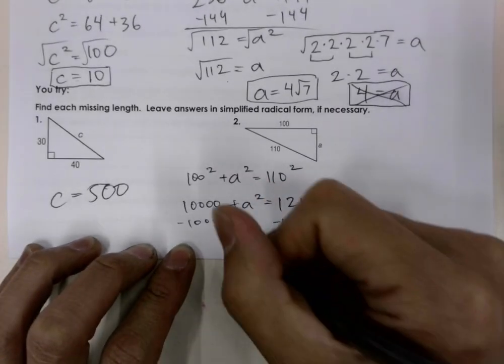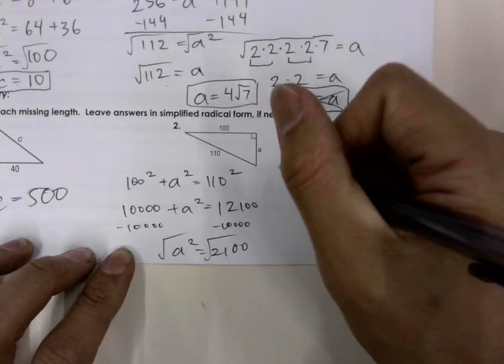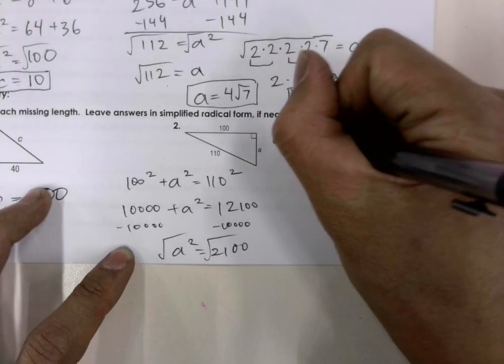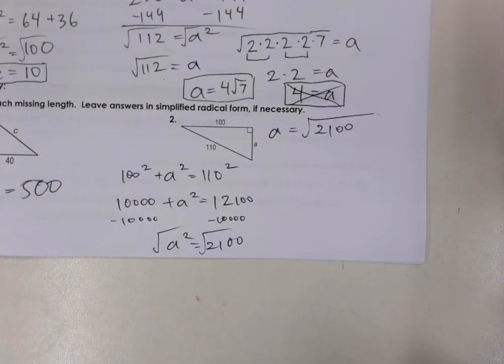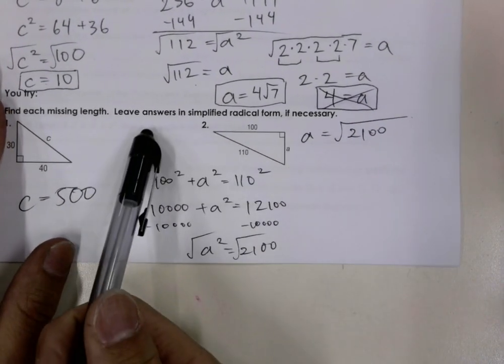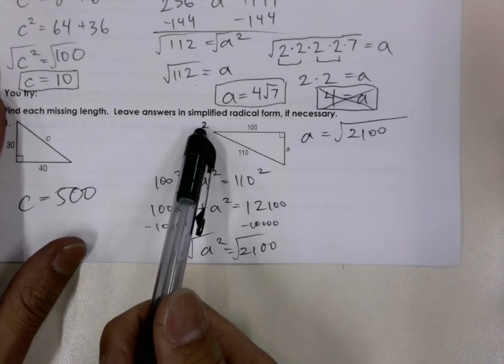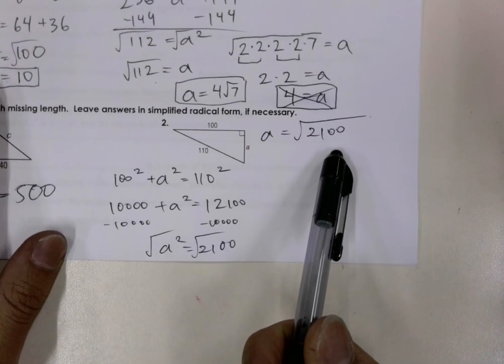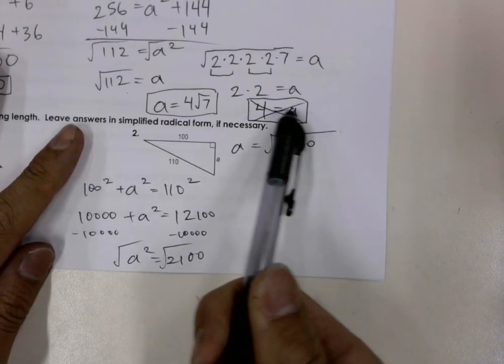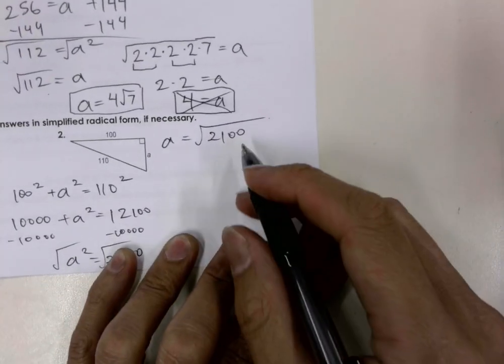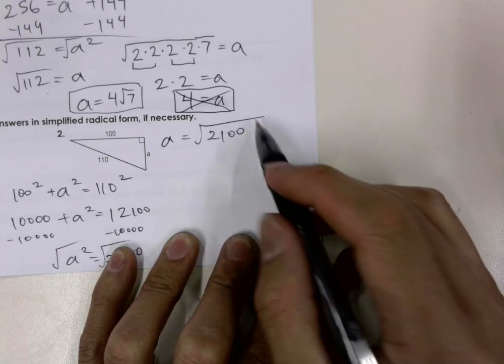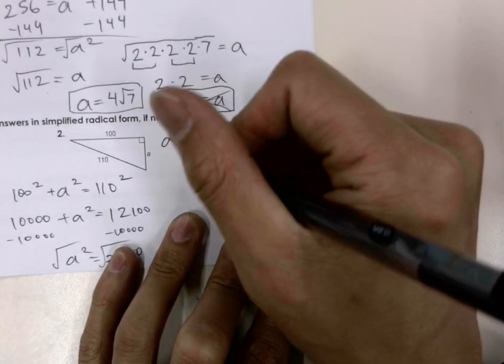Right? We'll take the square root of both sides, and we'll get a is equal to the square root of 2100. So now what do we need to do? Well, we need to leave our answer in simplified form. So we need to get the prime factorization of 2100. And so how do we do that? Well, the lowest prime number that evenly divides into 2100 is 2.